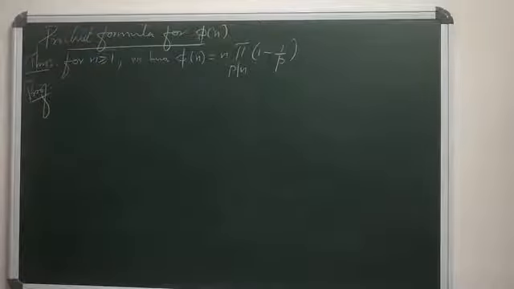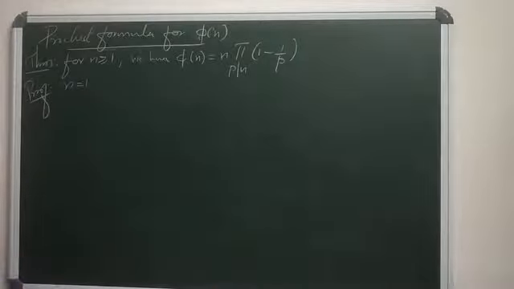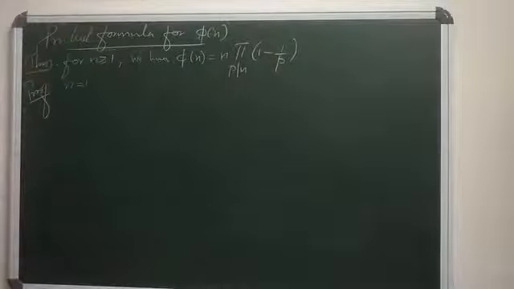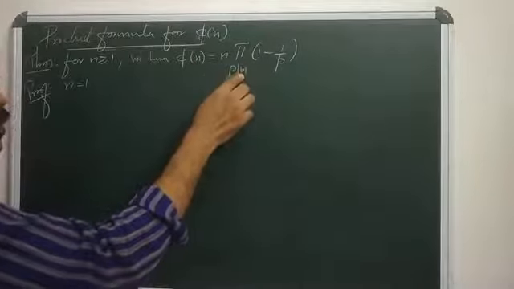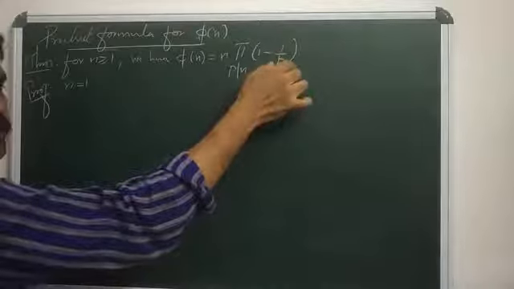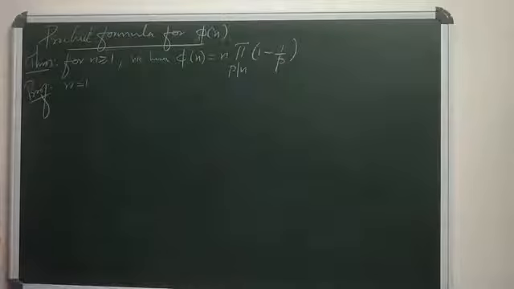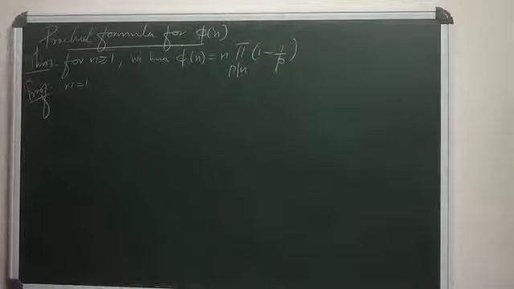When n equals 1, what happens here? What about this product? When n equals 1, the product is empty, because there are no prime factors which divide 1. We have phi of 1 equals 1 into the product over p dividing 1 of 1 minus 1 by p. But there exist no such primes which divide 1. Therefore, this product is empty and its value is treated as 1.